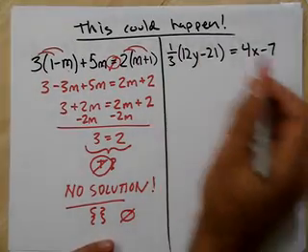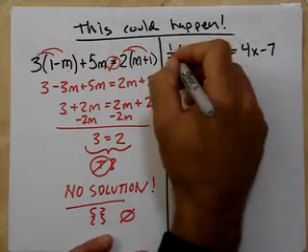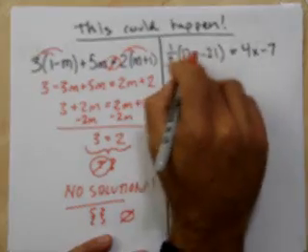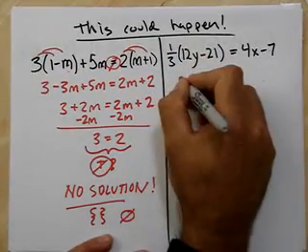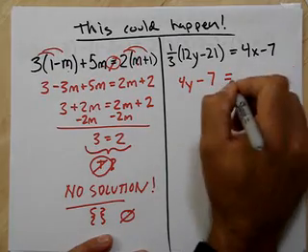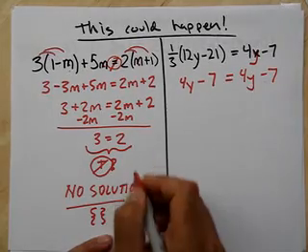Now let's move over here to the right. I'm going to do the same thing. I'm going to distribute 1/3 through, or I could actually multiply both sides by 3, but I'll distribute the 1/3 through because these are easily divisible by 3. So 1/3 of 12 is 4y minus 7. This is supposed to be a y there. 4y minus 7.